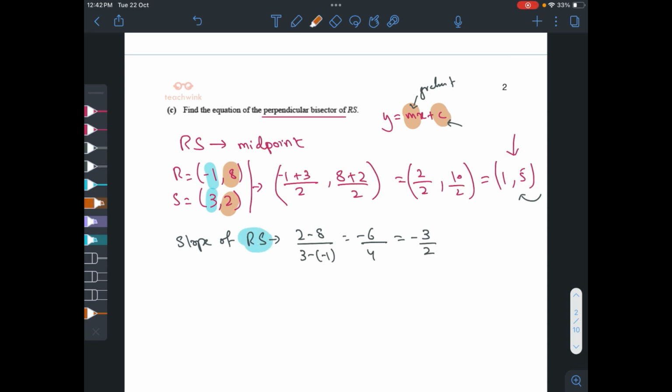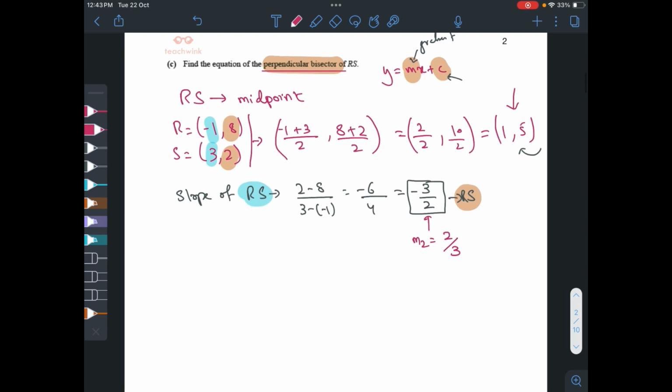But mind you that the slope of the perpendicular bisector is going to be the negative reciprocal of the slope of RS. So this over here, this is the slope of RS. If I have to find a perpendicular bisector or any line that is perpendicular to RS, I need to multiply this by -1 and then flip it. So the perpendicular bisector, let's call that gradient m2. The perpendicular bisector will have a gradient of 2 over 3.